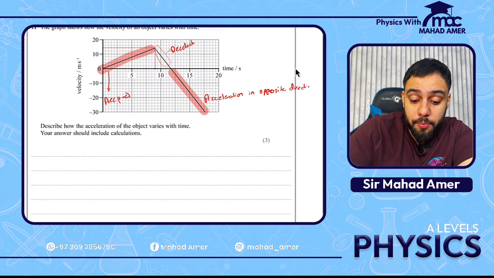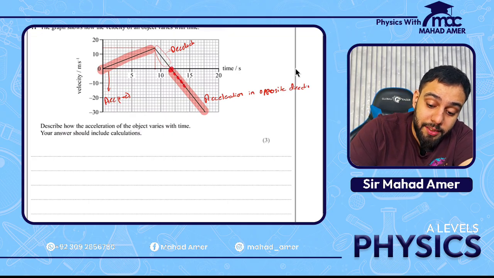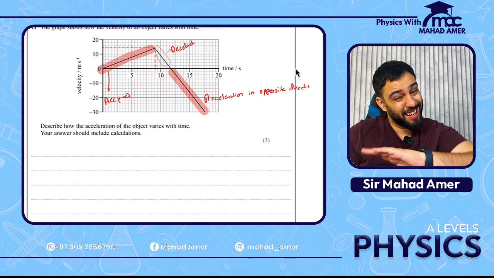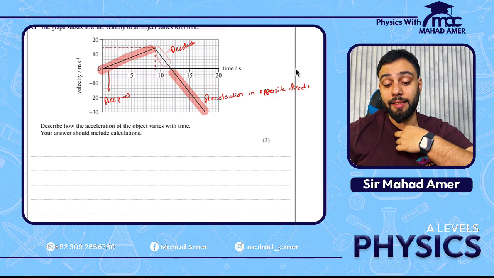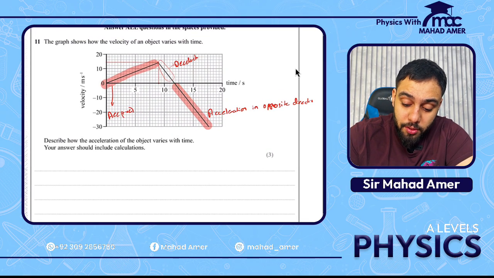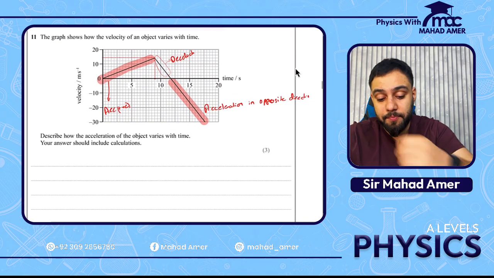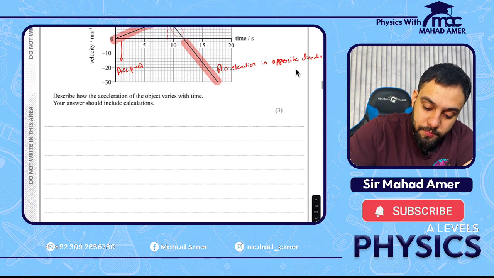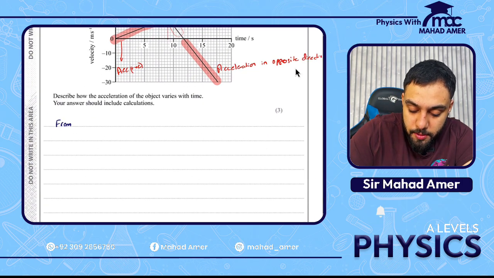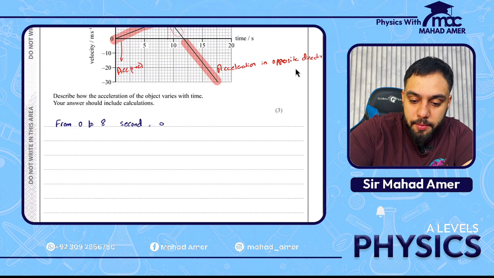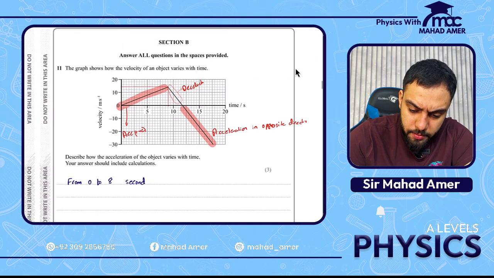If you clearly observe, the velocity from 0 is increasing in the negative. That means the object is going the other way, in the negative direction, and its velocity is increasing, so it's accelerating. It's still uniform acceleration. Okay. Describe how the acceleration of the object varies with time. So you can safely say, from 0 to 8 seconds, the object is accelerating.